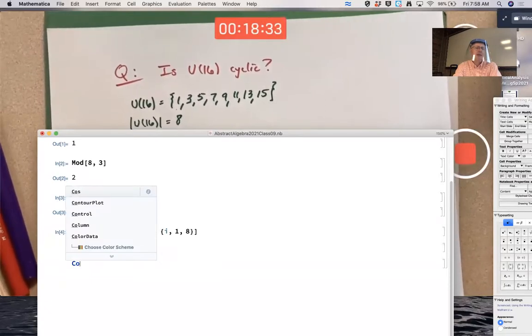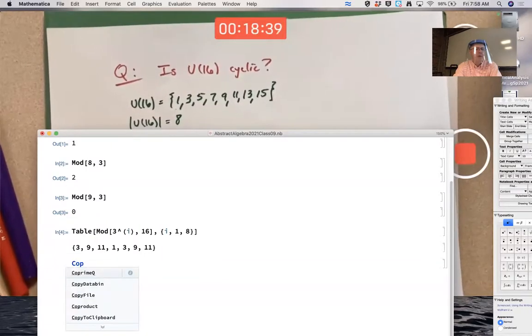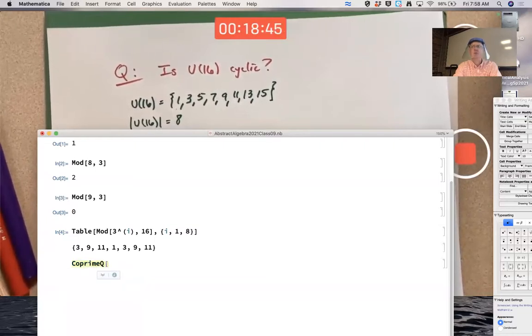Coprime, I think it is. Coprime? No. Prime. What was coprime? There it is. CoprimeQ is a Mathematica function that will tell you whether two given numbers are relatively prime or not.